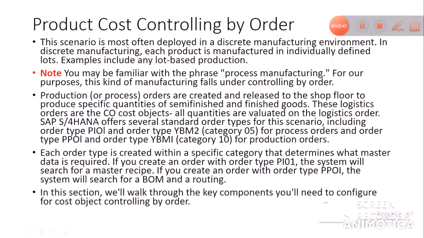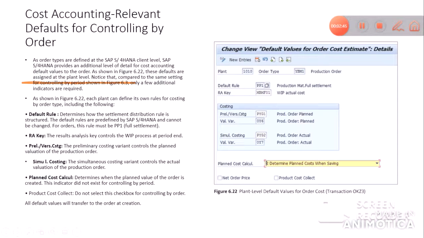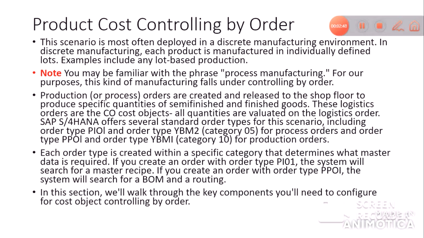Product cost controlling by order. This scenario is most often deployed in a discrete manufacturing environment. In discrete manufacturing, each product is manufactured individually.